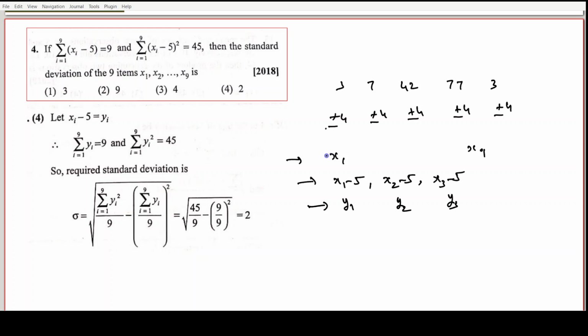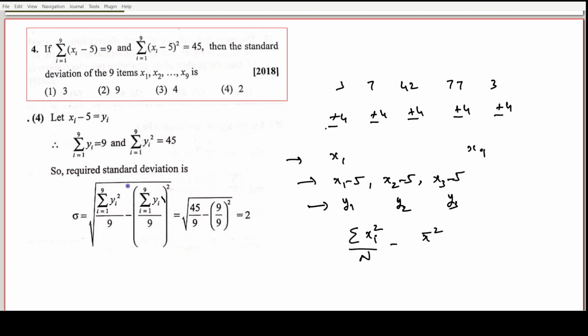We know the standard deviation is the square root of the variance. So, what exactly is the variance formula? The variance of a data is nothing but sigma xi square by n minus the average squared. So instead of x, it is sigma yi square by n, where n is 9, minus y average squared. What exactly is the y average? The sum of all y's is 9, and there are 9 y's. So the average is actually equal to 1.